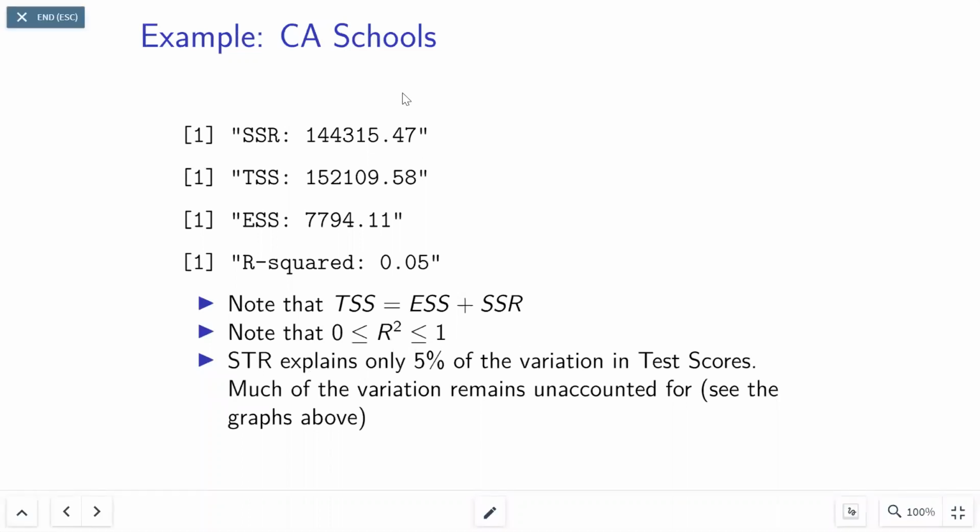For the California school example, if we can estimate SSR, TSS, and ESS, then we can use these three metrics to calculate the R-squared of the model. In this case, R-squared is 0.05. This means only 5% of the variation in test scores can be explained by classroom size, or STR. In other words, 95% of the variation in test scores remains unexplained by the model.